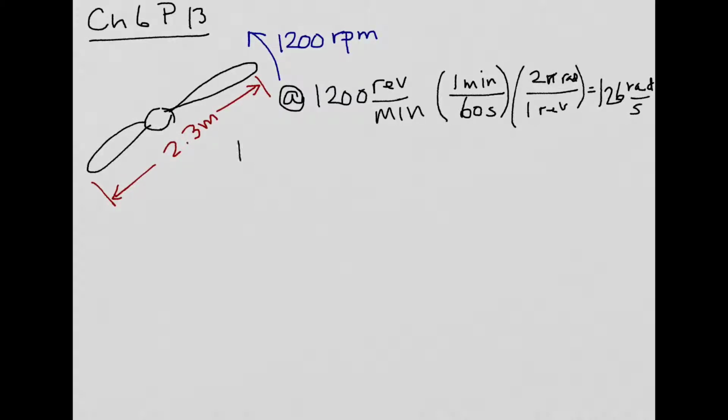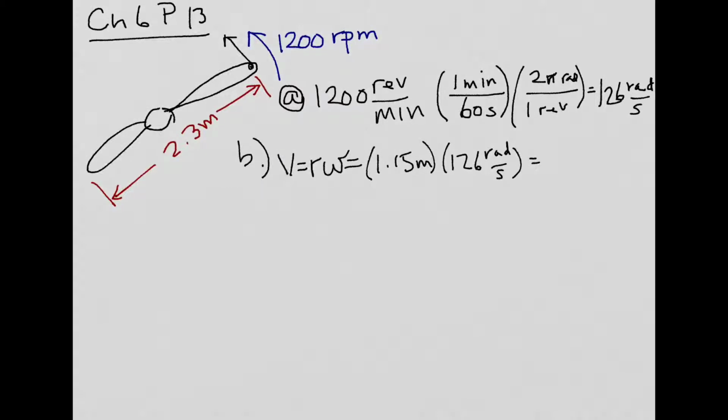The second question asks, what's the linear velocity of a point on the end of the propeller, instantaneous velocity in meters per second? The velocity equals the radius times the angular velocity. So this equals, the radius is 1.15 meters, half of 2.3 meters, times 126 rads per second. And that equals 145 meters per second. So pretty fast.